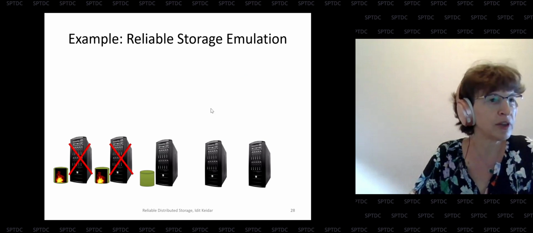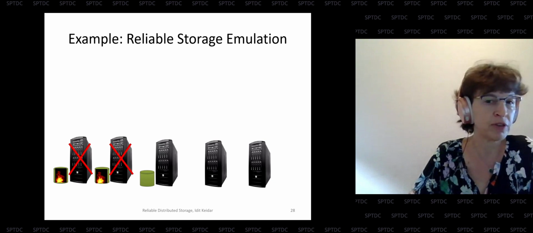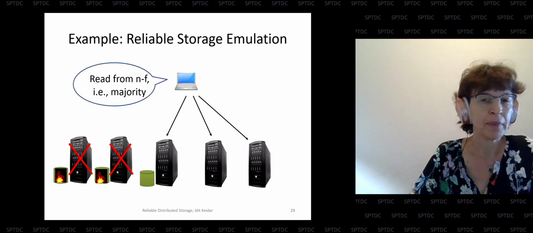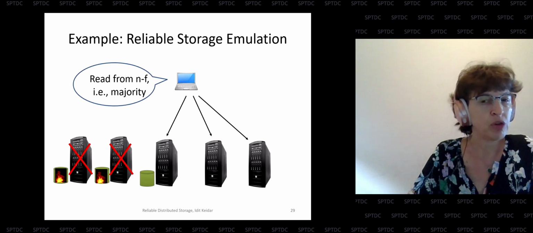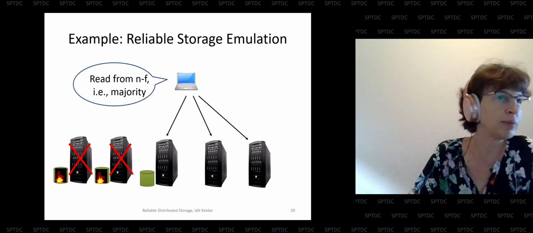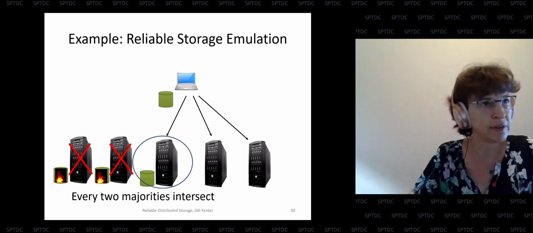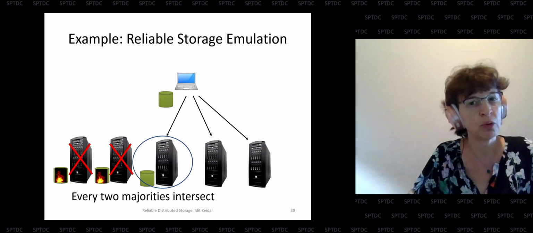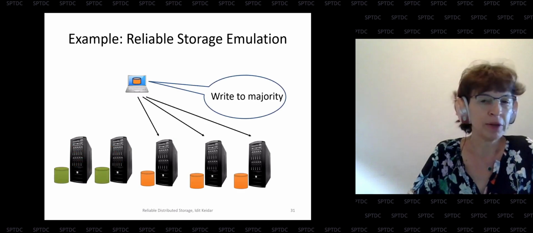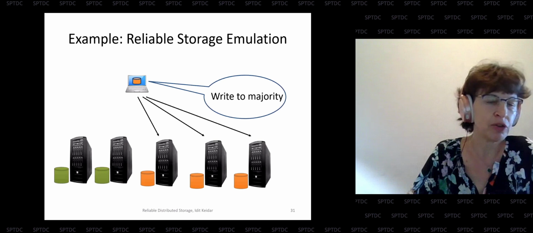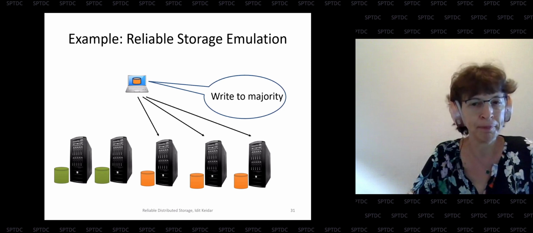Now, 2 of these servers that it wrote to crash. This is allowed because we tolerate f failures. f is 2 in this case, so 2 servers crash. The reader comes along. It also reads from a majority, which is 3 servers. No problem, right? It finds the green value because every 2 majorities intersect, so it can return a correct value. Now, these servers actually didn't really crash. They were just slow. The reader thought they crashed, but they're still there and still holding the green value.